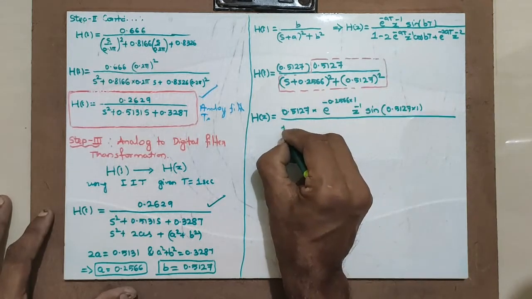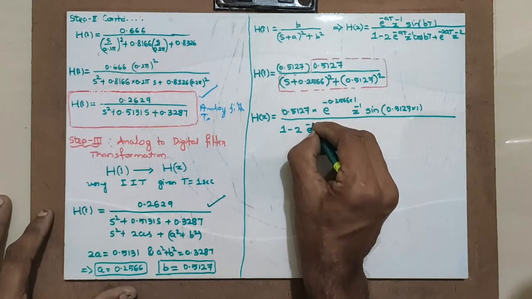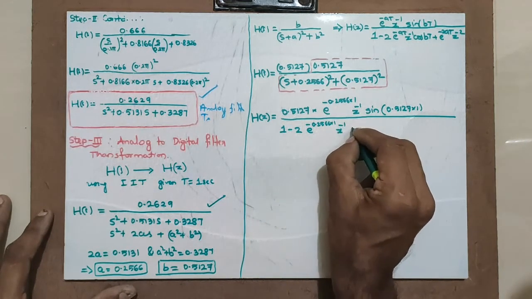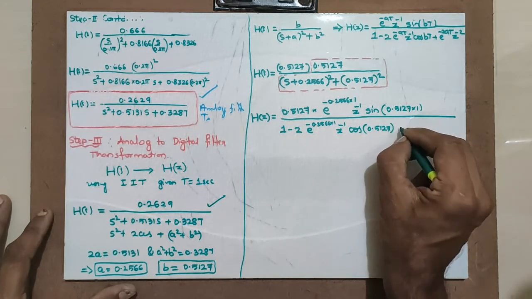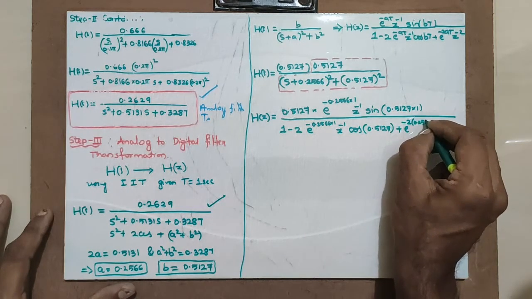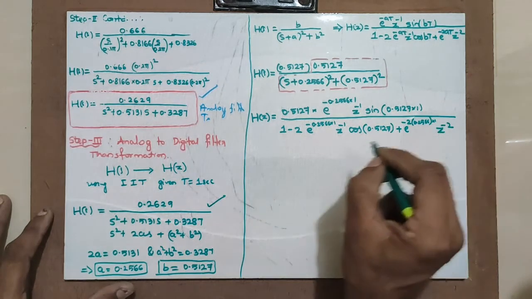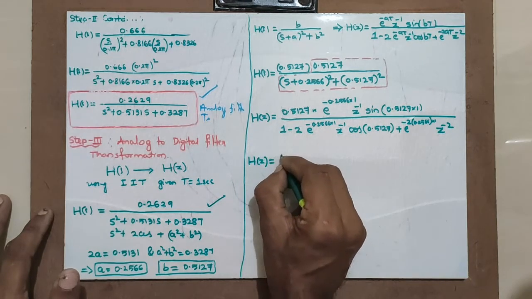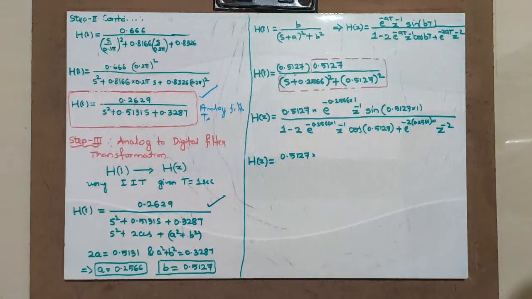1 minus 2 e raised to minus aT, a is 0.2566 into T, z raised to minus 1, cos bT with b 0.5127, plus e raised to minus 2aT, a is 0.2566, T is 1, z raised to minus 2. Now I have to simplify this.